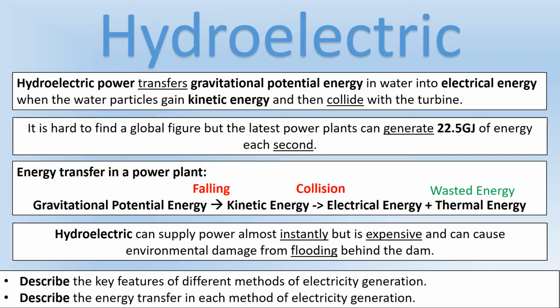So it can be great because we can essentially switch this power station on and off very quickly. We can decide whether we let water flow or not, but it's very expensive to build these big dams, and there's also quite a risk to the environment from the dams themselves because they flood the surrounding region when they build them, which can have an impact on local wildlife.